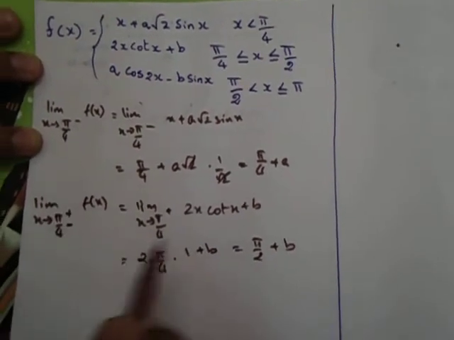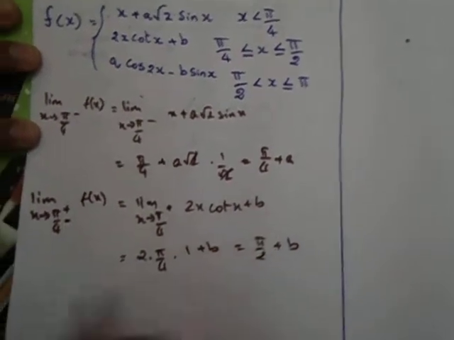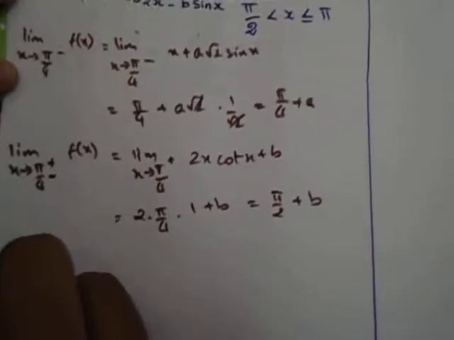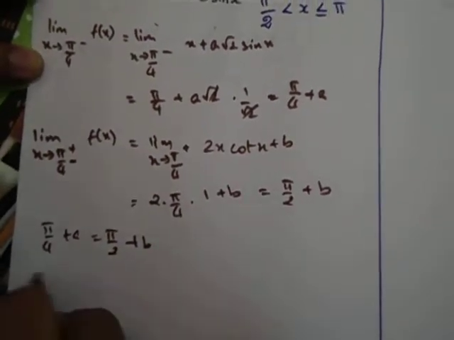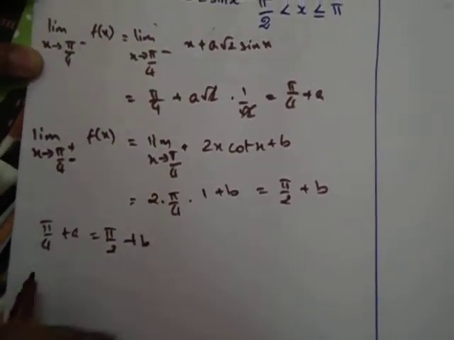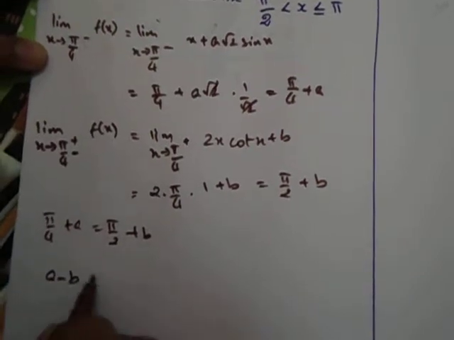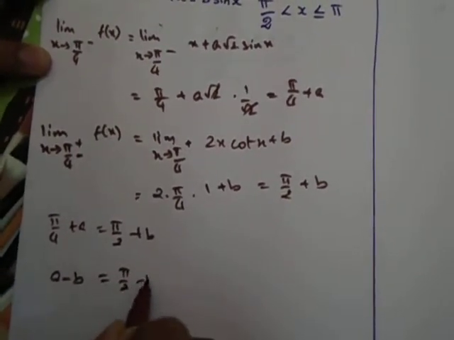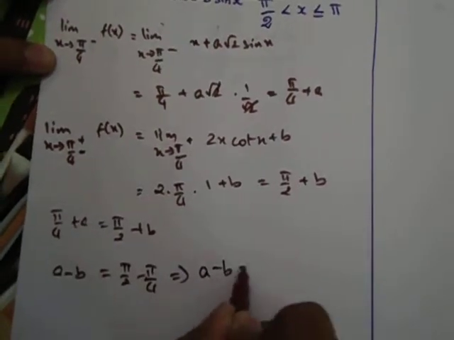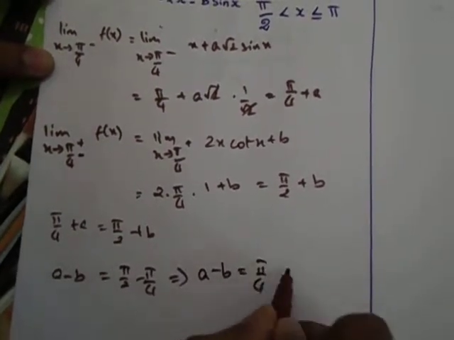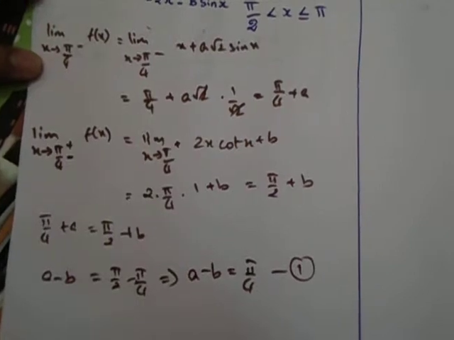Since left limit will be equal to right limit, we can equate these two. We get pi by 4 plus a is equal to pi by 2 plus b. Therefore, rearranging the terms, we get a minus b is equal to pi by 2 minus pi by 4, which implies a minus b is equal to pi by 4. Let this be equation 1.